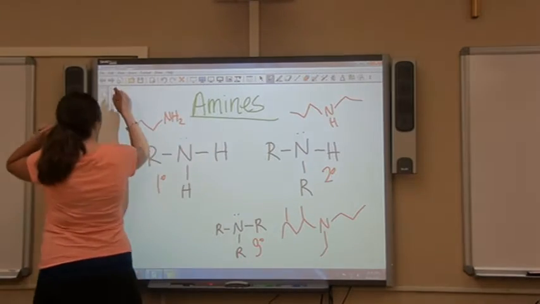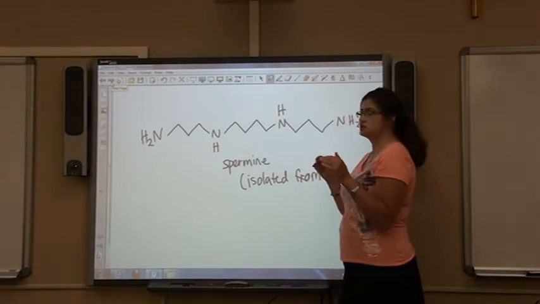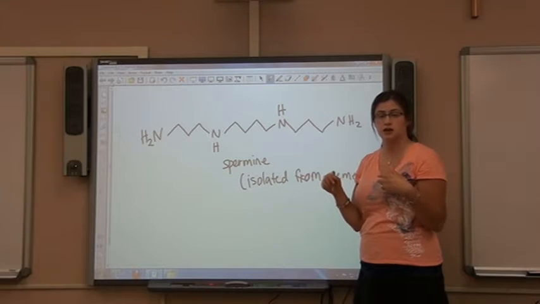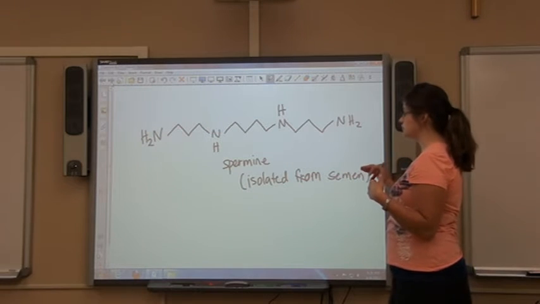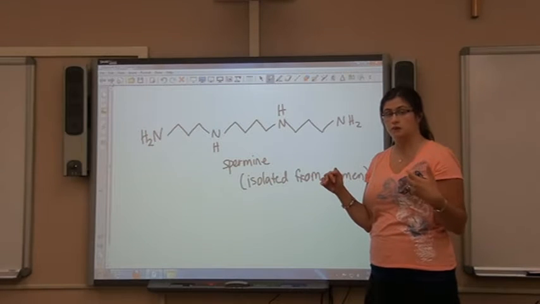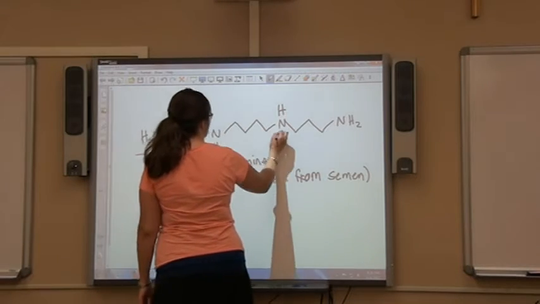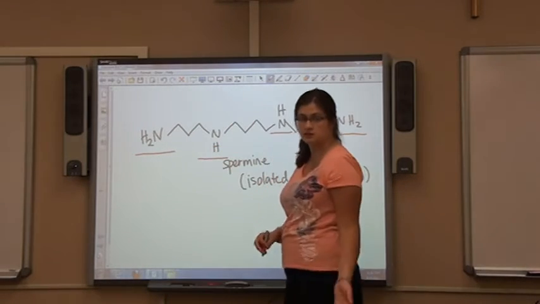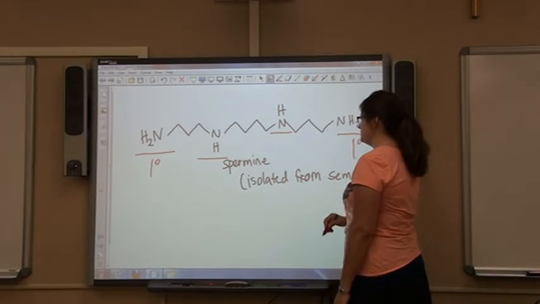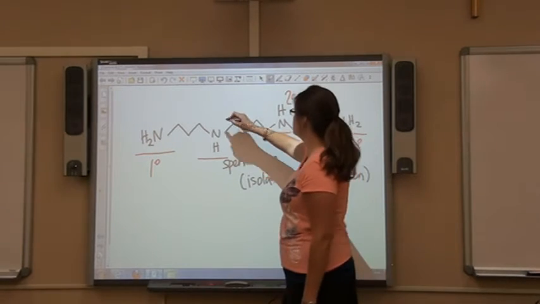So let's talk a little bit about nomenclature. Before we go on to that, let's identify what classification of amines we have in each part of these compounds. Here we have the compound spermine, which is isolated from semen. There are a couple of different amine functional groups in this compound. There are four. See if you can identify them as being one of the three classifications. Here we have primary, primary. And when your nitrogen is only bonded to one hydrogen, those are secondary amines.